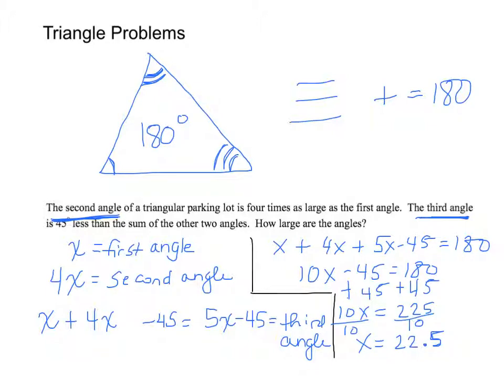So that's the first angle. The first angle is 22.5. To get the next angle, I'm going to take 22.5 and multiply it by 4. So that's 90 degrees. And to get the next angle, I'm going to take 22.5, times it by 5, and subtract 45. So that's 67.5 degrees. And just to make sure, let me add those up. 22.5 plus 90 plus 67.5. That'll be 180. So I've got it. Triangle problems.